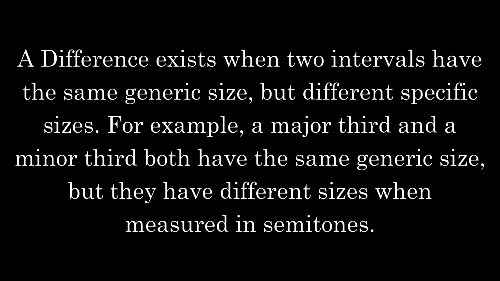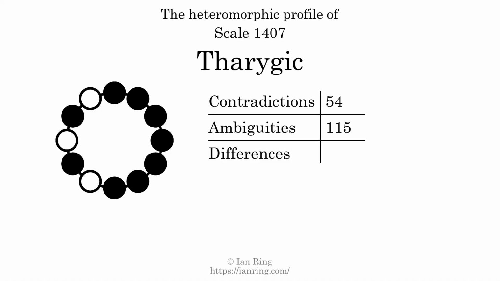A difference exists when 2 intervals have the same generic size, but different specific sizes. For example, a major third and a minor third both have the same generic size, but they have different sizes when measured in semitones. The number of differences in this scale is 200.